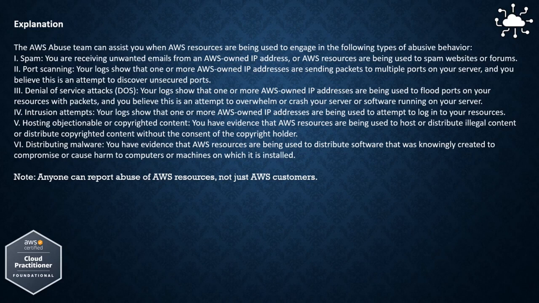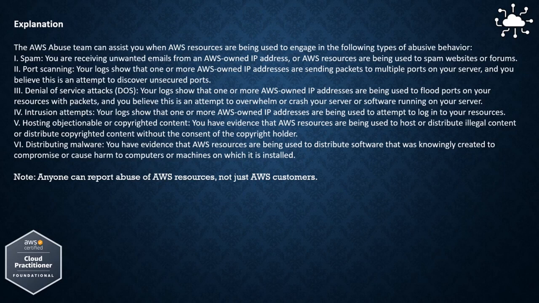2. Port scanning. Your logs show that one or more AWS-owned IP addresses are sending packets to multiple ports on your server, and you believe this is an attempt to discover unsecured ports. 3. Denial of service attacks, DoS. Your logs show that one or more AWS-owned IP addresses are being used to flood ports on your resources with packets, and you believe this is an attempt to overwhelm or crash your server or software running on your server.